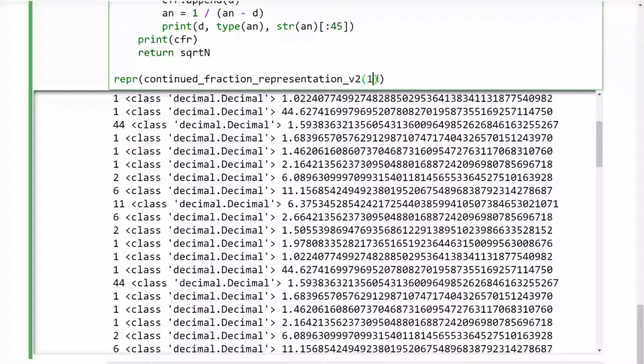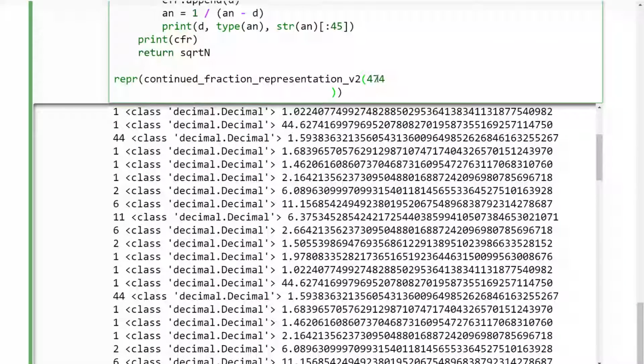Do you have a favorite number? 47. 47. Yeah. If I could only type.